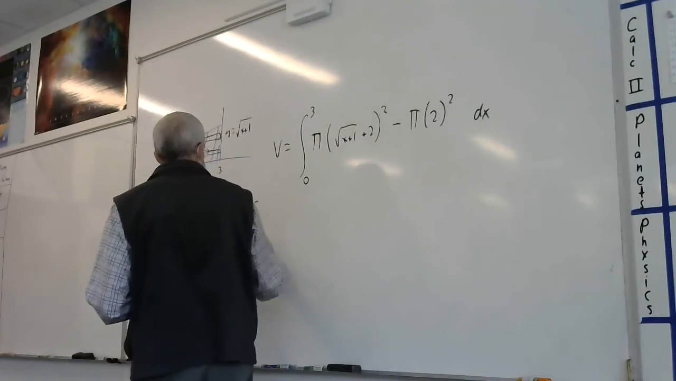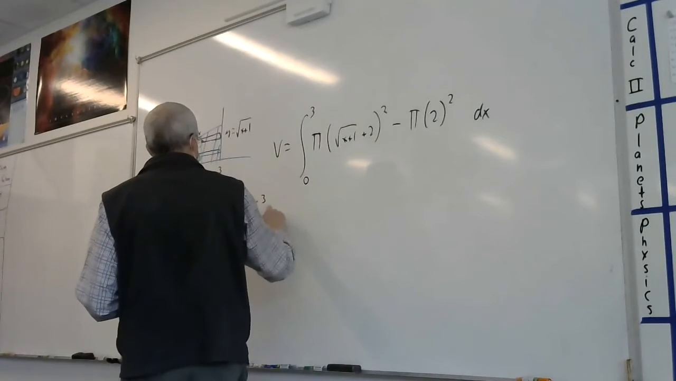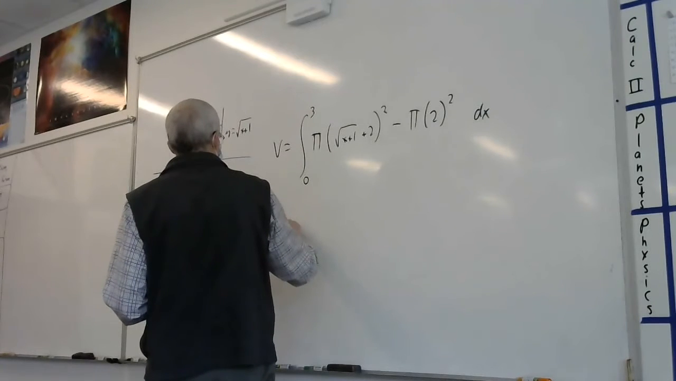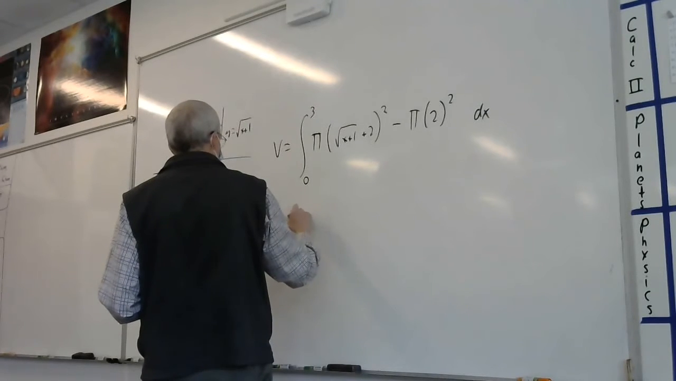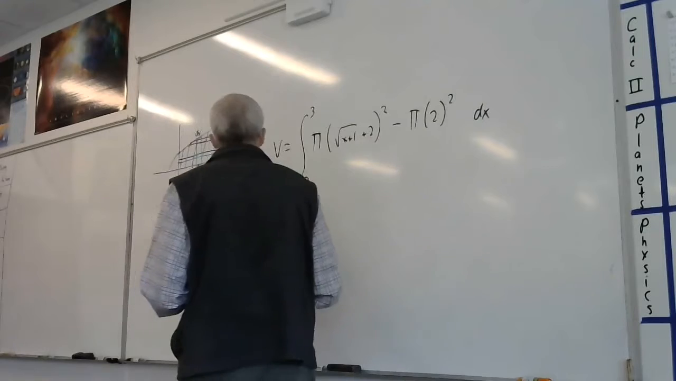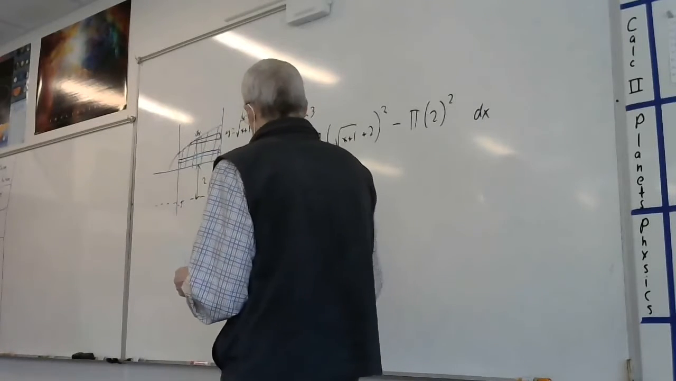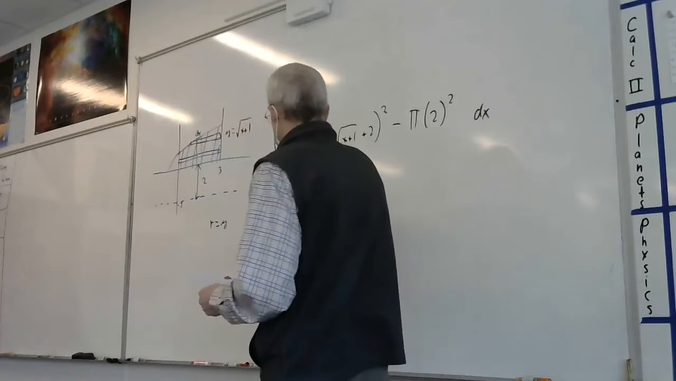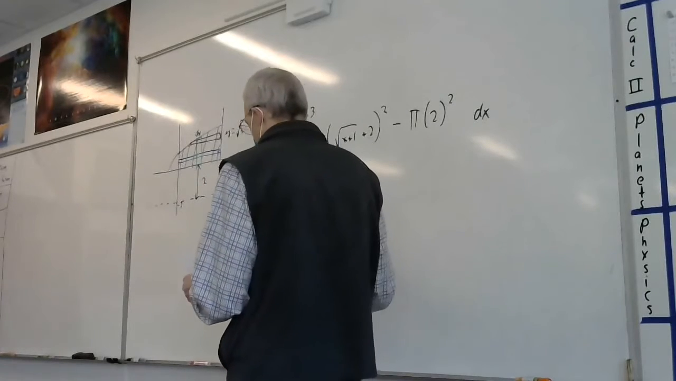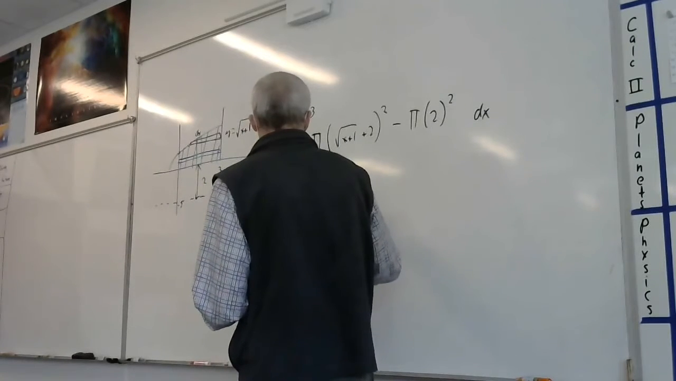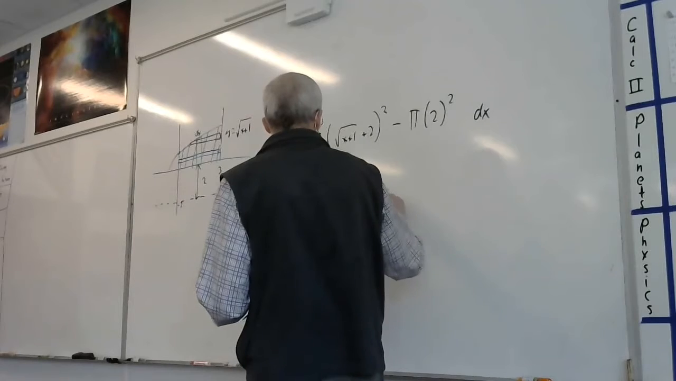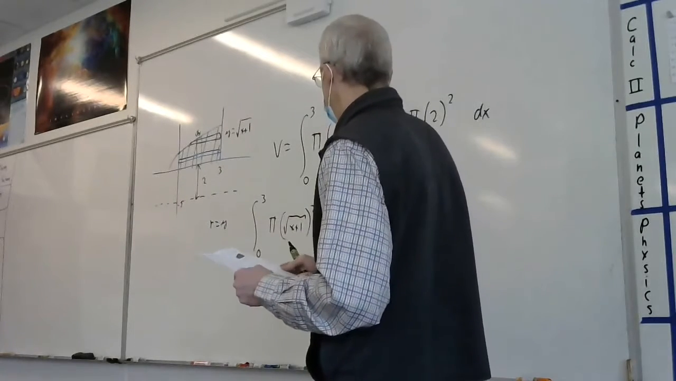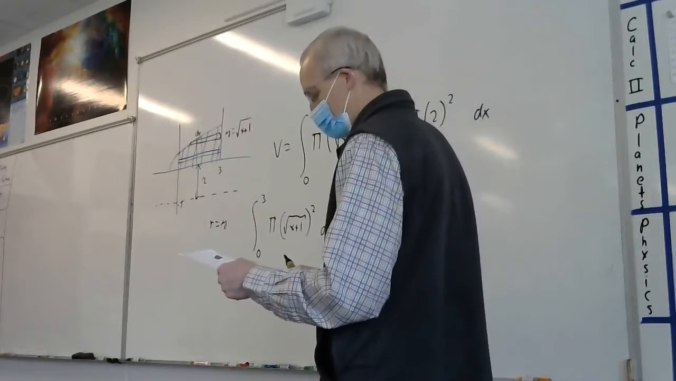Here it's dx, so 0 to 3. Pi, just the height squared. So the square root of x plus 1, squared, dx. Real easy integral because that's just x plus 1. Plug in everything right, go from 0 to 3, and I got 15 pi over 2. So that one's 15 pi over 2.